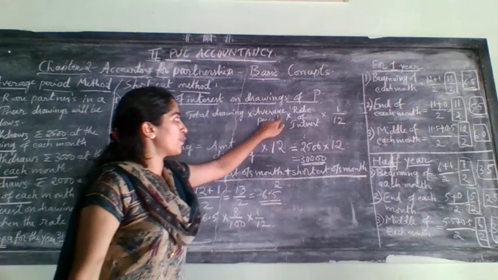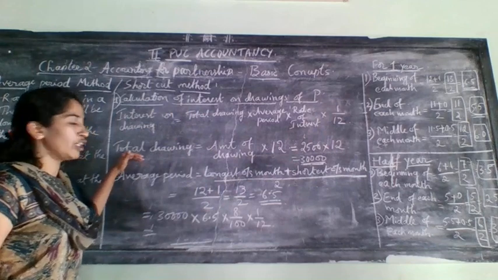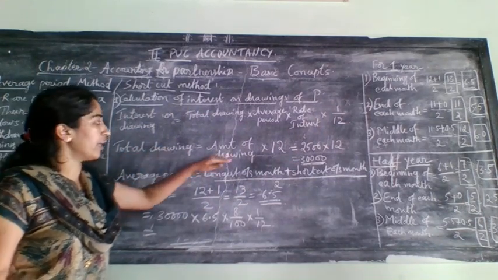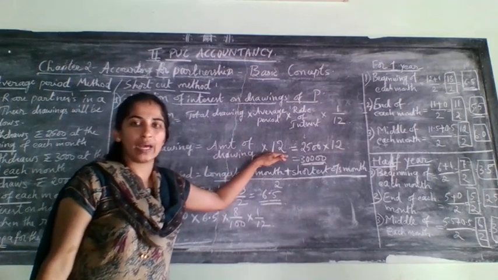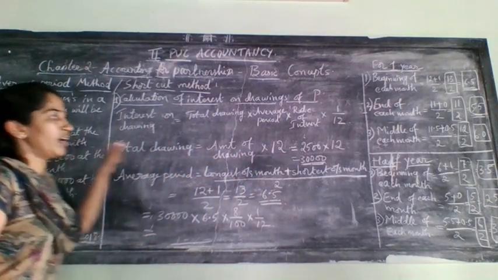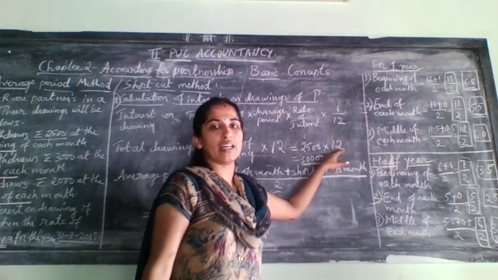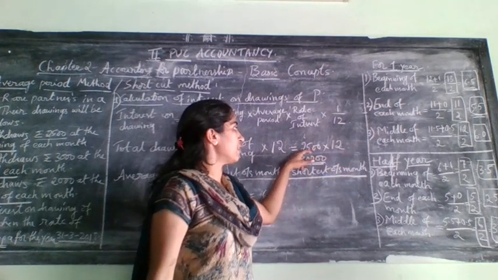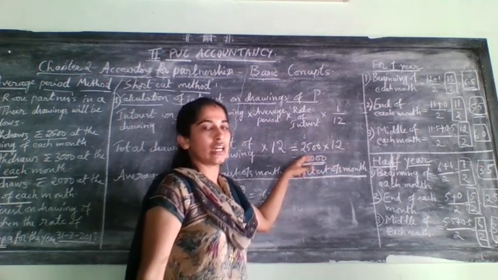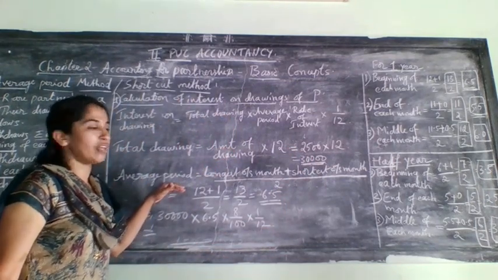Total drawing into average period into rate of interest into 1 by 12. Next you need to write total drawing. You have to find out total drawing: amount of drawing into 12. Amount of drawing is given in the problem, it is 2,500, for 1 month, and this is for 1 year. That's why you need to write here 12 months. 2,500 into 12, you will get 30,000. When it is 30,000, next will be average period.